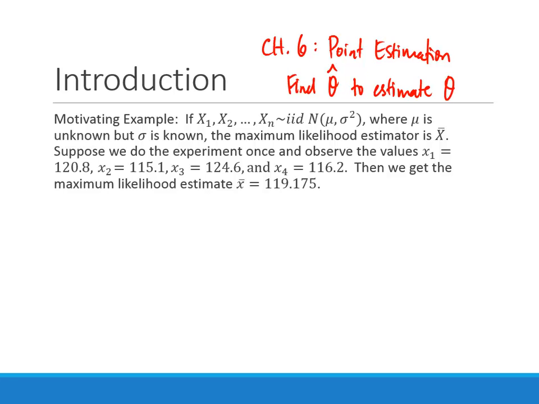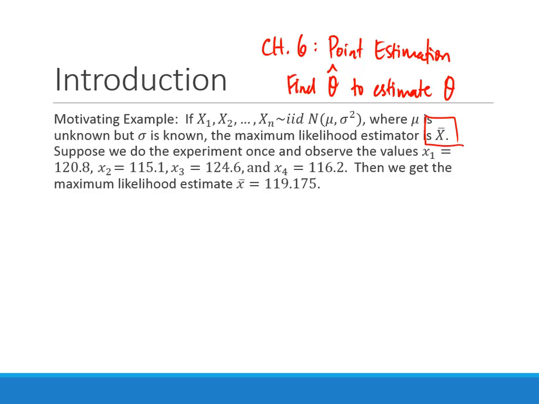I have a random sample from a normal population. Let's suppose for now that I know what the standard deviation is, but I don't know what the mean is. And what we found there was that the maximum likelihood estimate of mu is x bar.